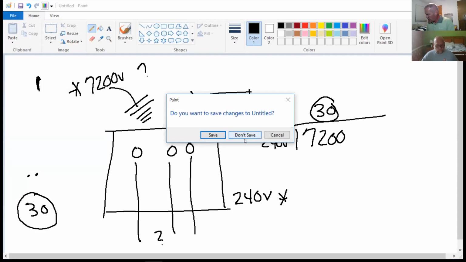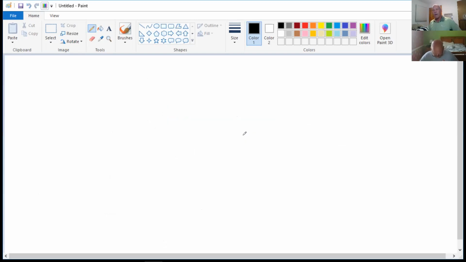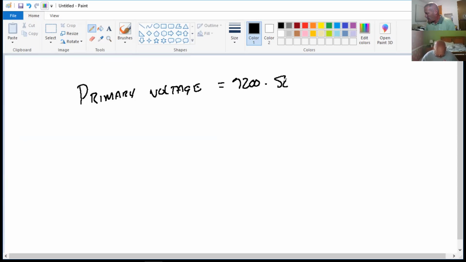Any questions as far as doing the computation? One, find the ratio. Two, find the amperage values wherever the question is asking. So a typical question on a test is going to look like this: primary voltage equals 7,200, secondary voltage equals 240. What is the ratio?